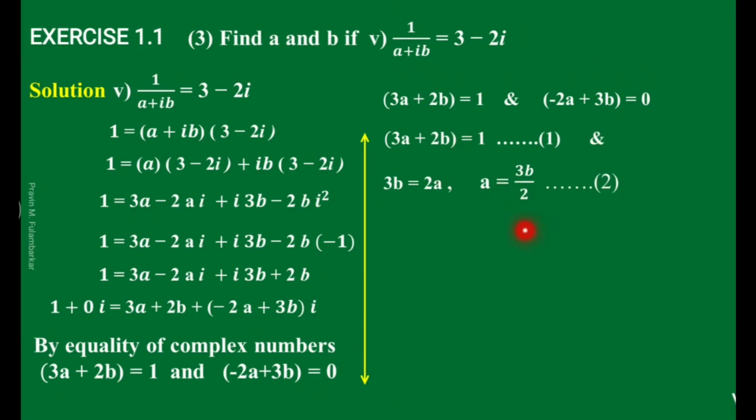Now see, from the second equation, minus 2a plus 3b, we transfer this minus 2a to the right hand side, we get 3b equals 2a. So we find the value of a in terms of b. We transfer this 2 to the left hand side, we get a equals 3b by 2. So instead of denoting minus 2a plus 3b equals 0 as equation number second, we denote a equals 3b by 2 as equation number second.